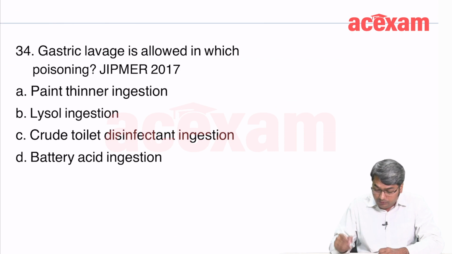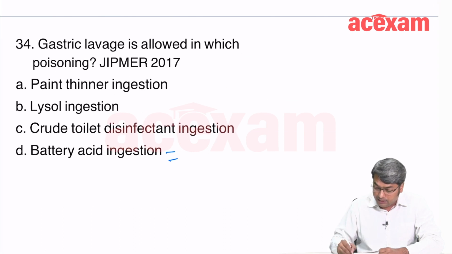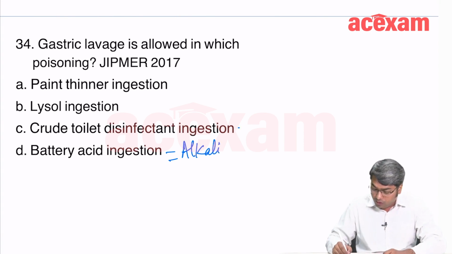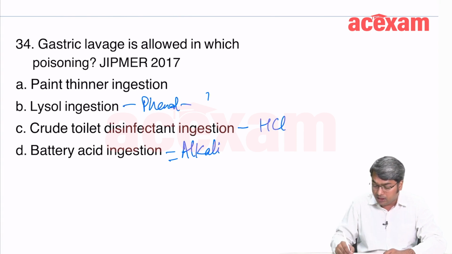Gastric lavage is allowed in which poisoning? It is allowed in case of paint thinner, Lysol, crude toilet disinfectant ingestion and battery acid ingestion. Battery acid is actually an alkali. It's a corrosive, so we do not do gastric lavage. Crude toilet disinfectant, that is HCl, so we do not do it. Lysol is phenol, that is carbolic acid.